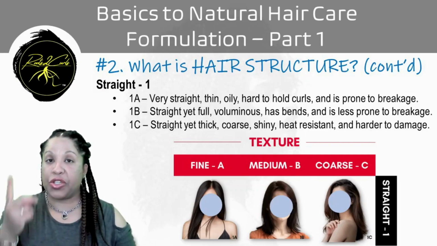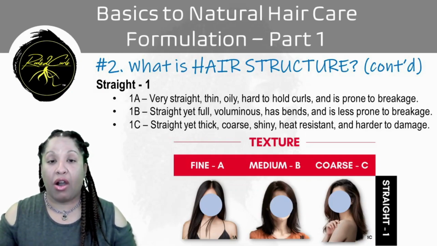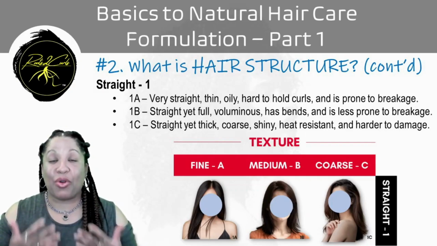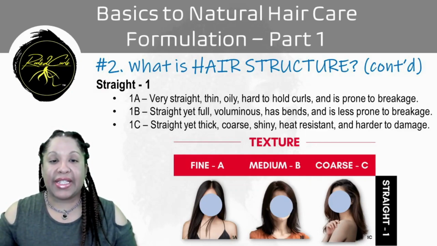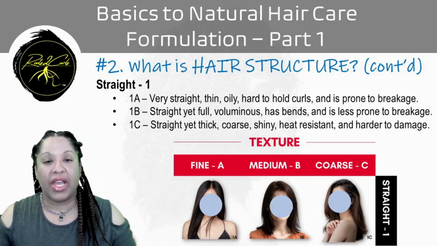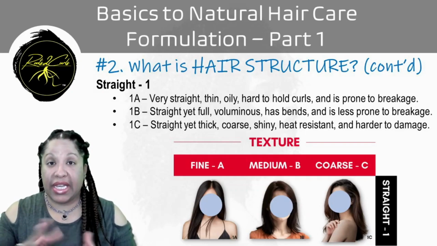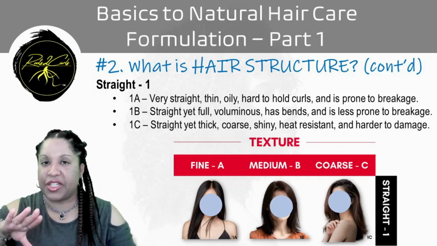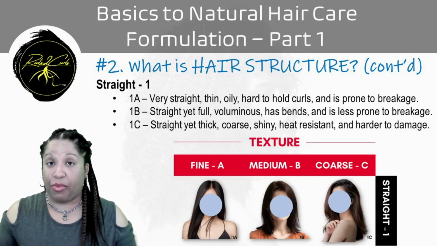So we have straight, which is 1, but then 1A is very straight, thin, oily, hair that's hard to hold curls and is prone to breakage. Straight 1B is a head full of hair that's straight yet full, voluminous, so it has a little bit more volume. Has bends in it. It's not curly or wavy, but it just bends, no curl, no real definition, and is less prone to breakage.